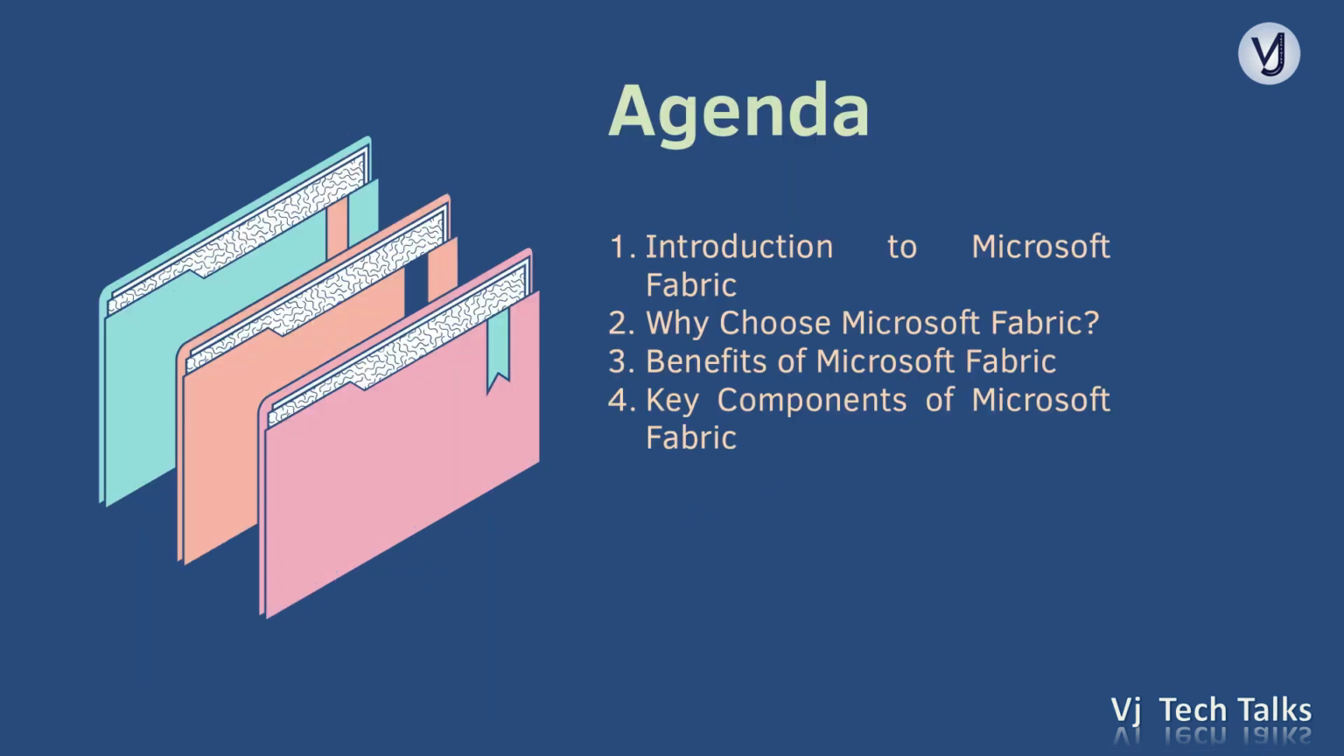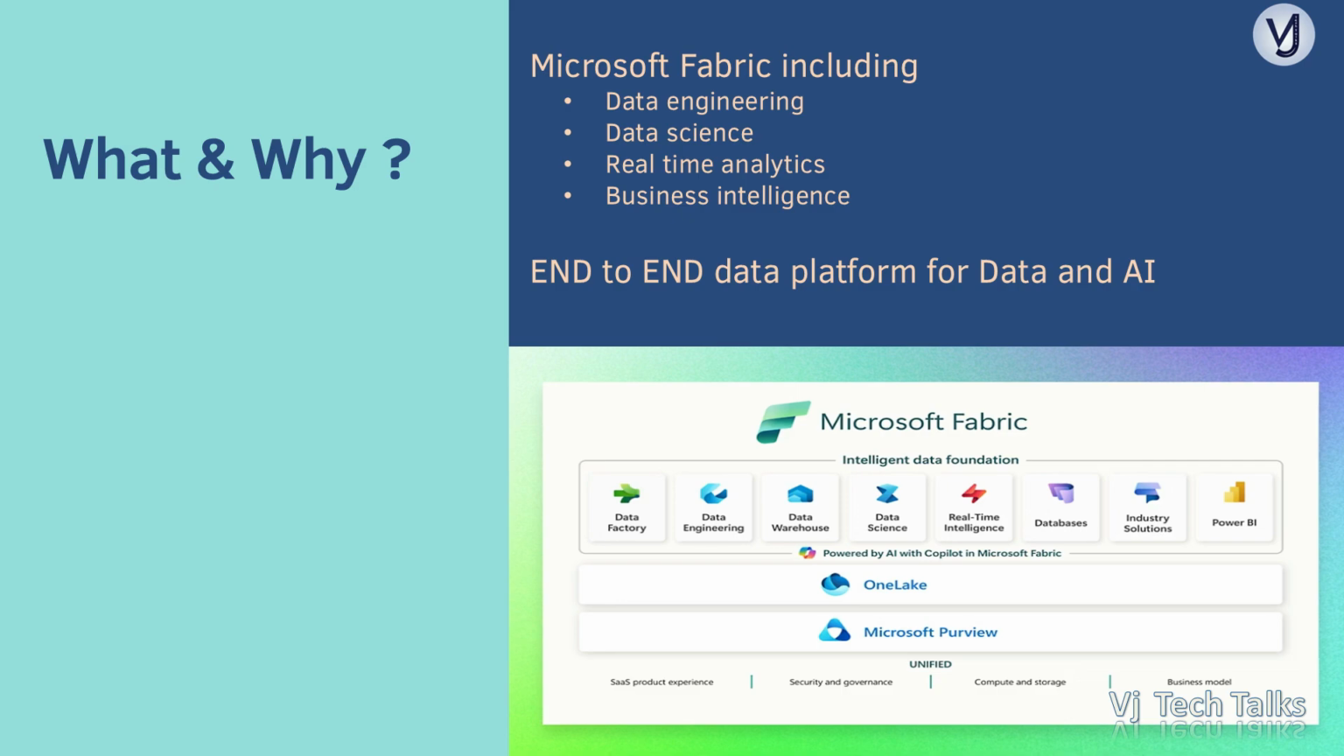In this episode, we will see what Microsoft Fabric is, why we choose it, and its benefits. We will have a look at the main components and how Fabric provides a solution for all data problems. So let's start with the definition of Microsoft Fabric. Microsoft Fabric is a unified analytics platform that integrates data engineering, data science, real-time analytics, and business intelligence into a single solution. It is an end-to-end data platform solution in one place with many benefits and advantages.